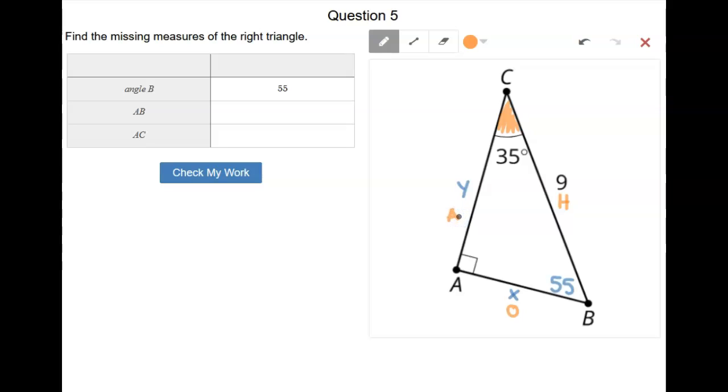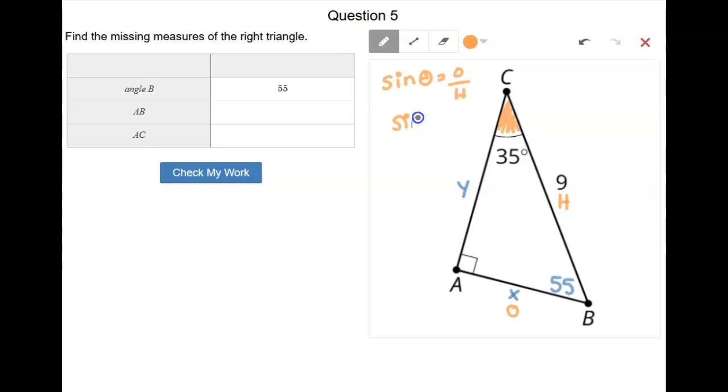Now I don't really have any need for the adjacent yet, because I have an X here and I have my hypotenuse here. So the trig function that uses opposite and hypotenuse is sine. So we're going to do sine of theta is equal to the opposite over the hypotenuse.